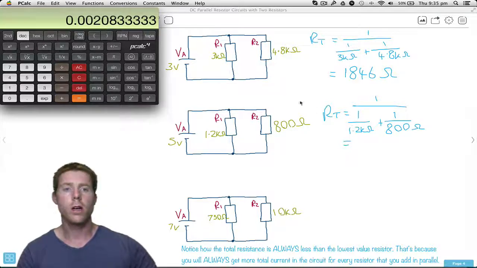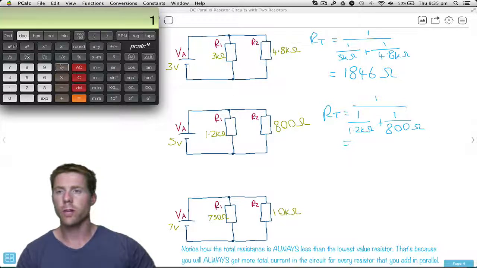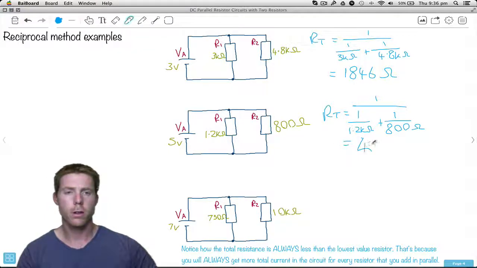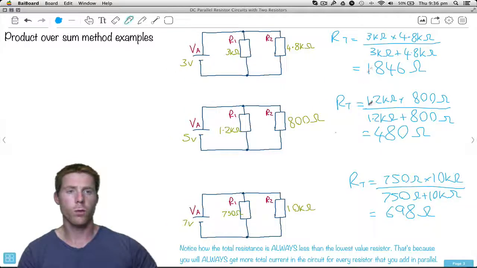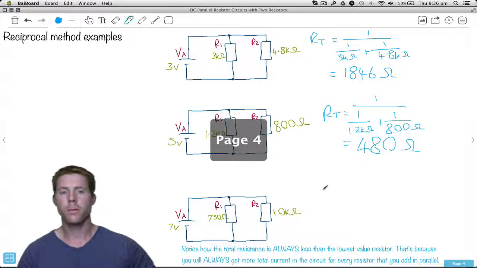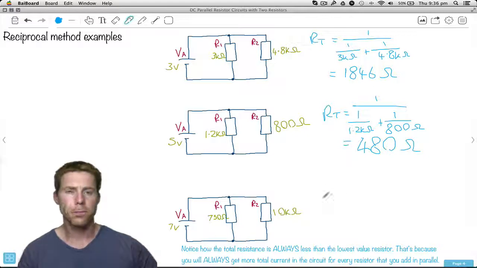To finally get RT, we need to do 1 divided by what we just found down there. So 1 divided by the last answer equals 480 ohms. So it's all lining up with what we had over here. 1846, 480, and let's do this last one.